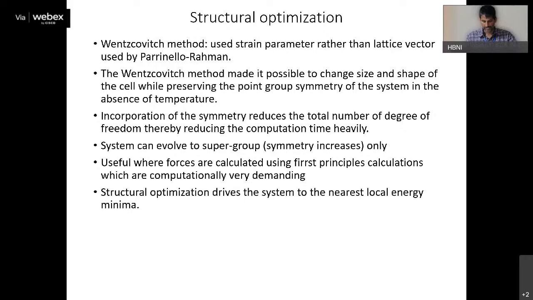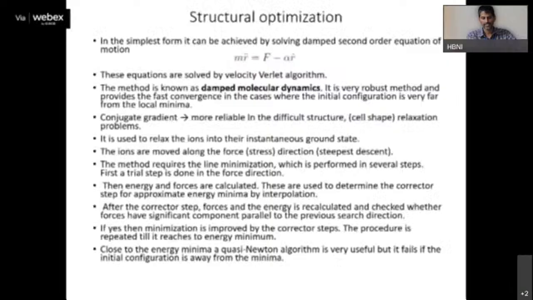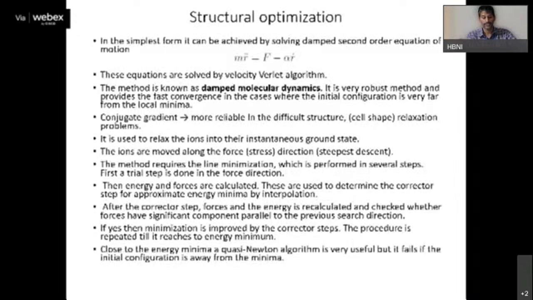How this structural optimization is done: in the simplest form, one can achieve it by solving the damped second order equation of motion. You construct the extended Lagrangian and then solve this equation using the velocity Verlet algorithm. This method is known as damped molecular dynamics, and it is very robust and provides fast convergence in cases where the initial configuration is very far from the local minimum. There are various methods for structural optimization. Another one is conjugate gradient, which is more reliable in difficult situations. By difficult I mean when you want to relax cell shape and size and everything, then the conjugate gradient method works well.